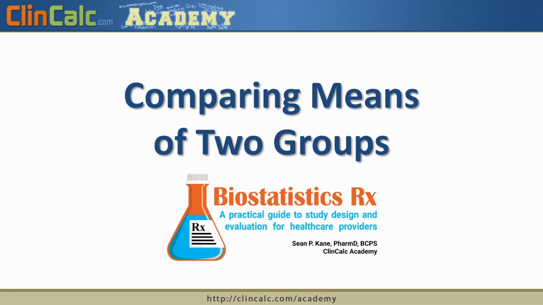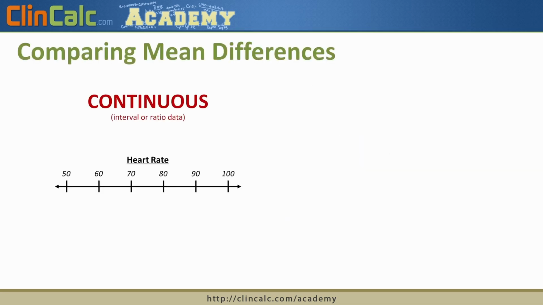In this video, we'll be discussing how to compare mean values between two different groups. Now, when we talk about a mean difference, we're talking about the average difference between two different groups, and this means that we're going to have continuous data. So this means either interval or ratio data, where the data is effectively infinite in terms of the numerical values that are possible for the endpoint that we're looking at.